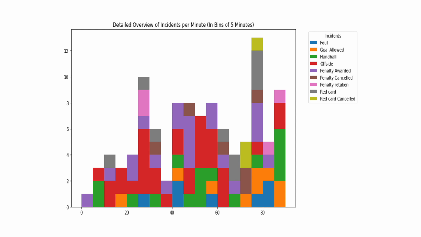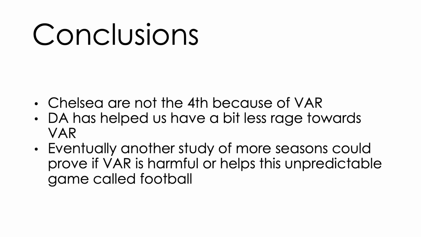So to conclude, Chelsea weren't advantaged by VAR, nor were they disadvantaged. However, thanks to data analysis, we can safely say now that Manchester United have been favoured quite a bit by VAR and that they aren't that amazing of a team.